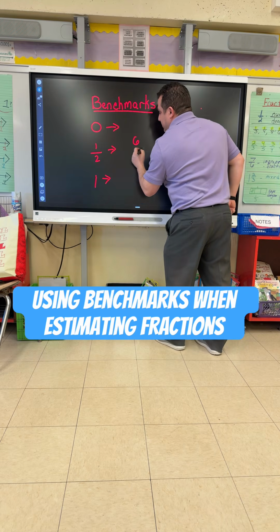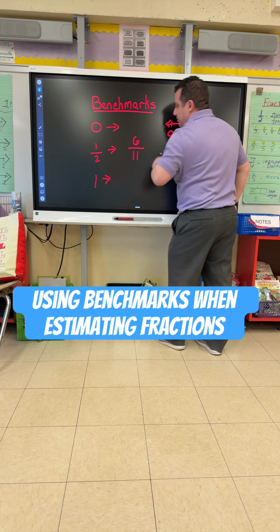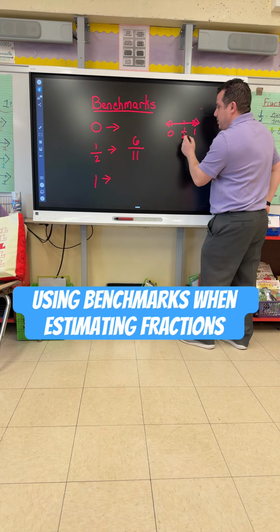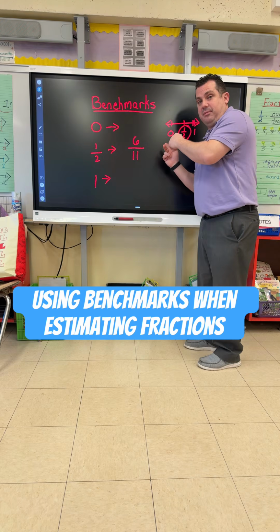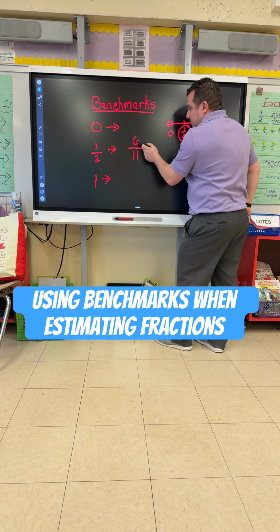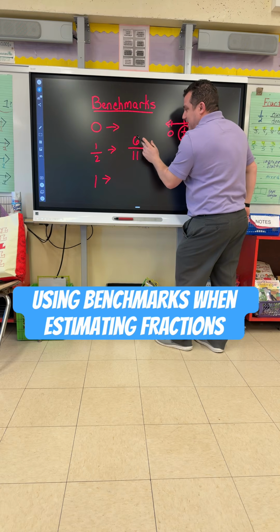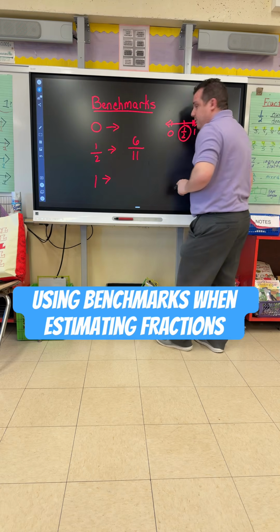So if I had 6/11, where would I place that on my number line? I would place that almost near the half mark because 6 is half of 12, but this fraction is 6/11, so 6 is almost half of 12.